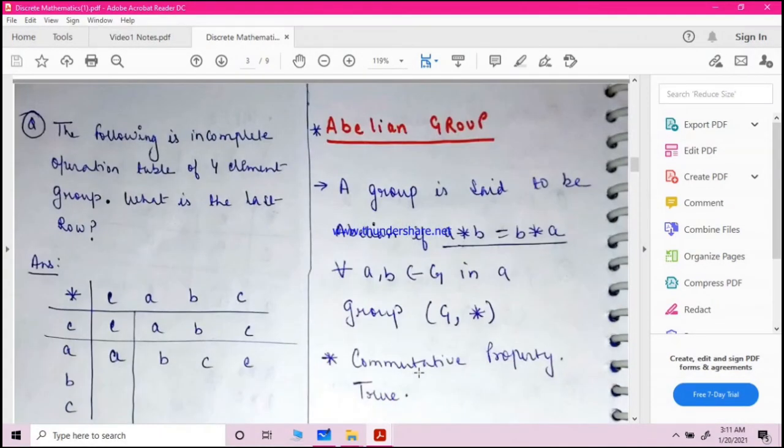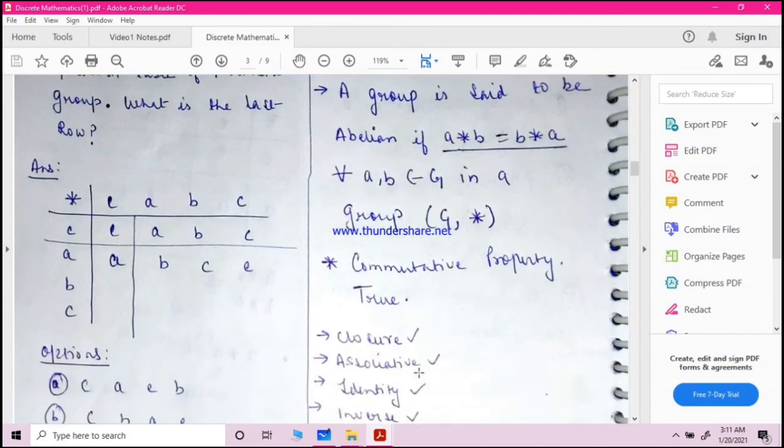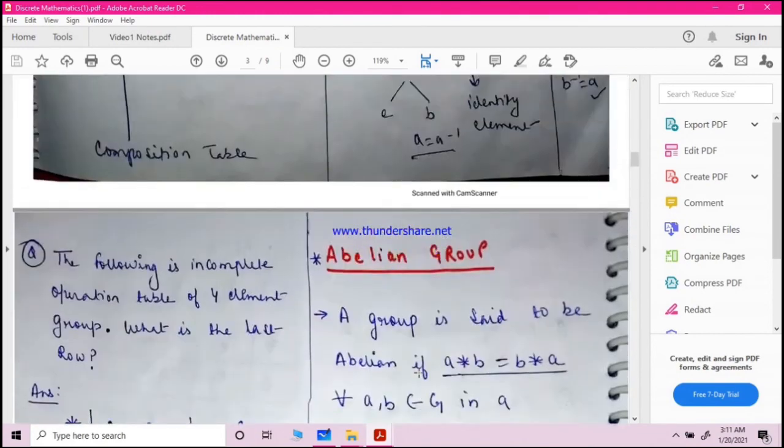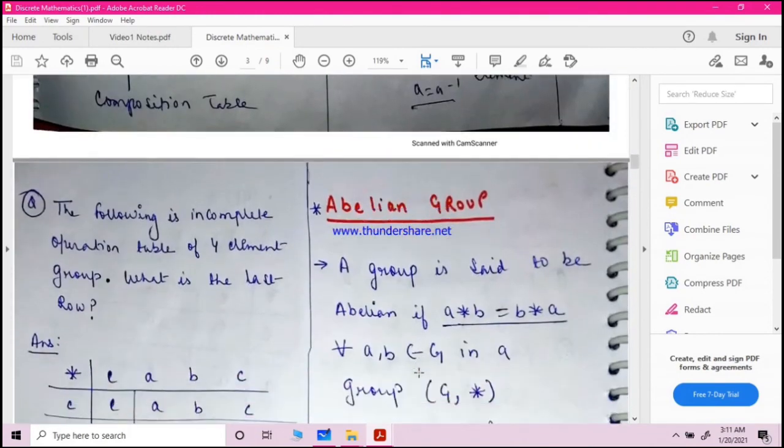The following is the incomplete operation table of a 4-element group. What will be the last row? You have to tell me. So its correct answer is this, D. Just calculate and you can simply see the result.